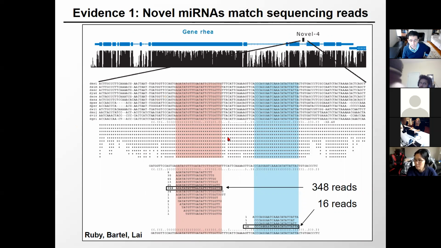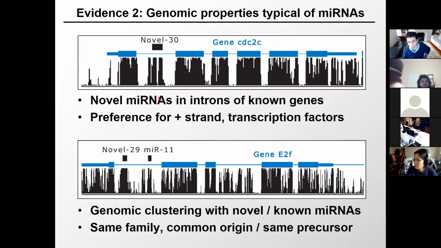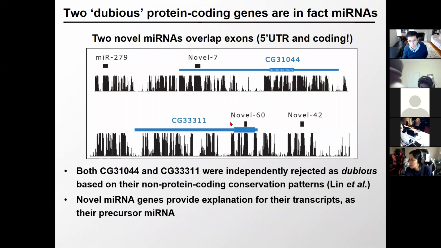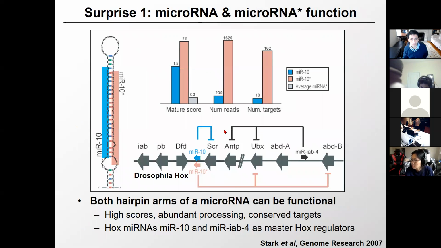So that allows you to now go and discover novel microRNAs that you can compare to the known microRNAs. So here are some examples of novel microRNAs that are discovered and how they align. We also were able to use that to discover new properties of antisense microRNAs. So here's an example within the Drosophila Hox cluster. That's the developmental cluster that constructs the body plan.